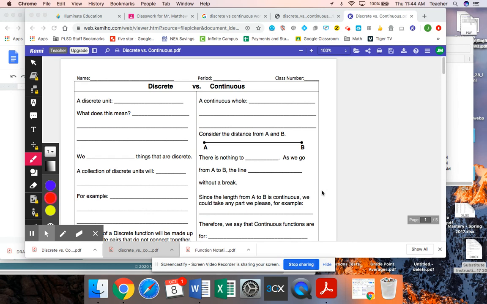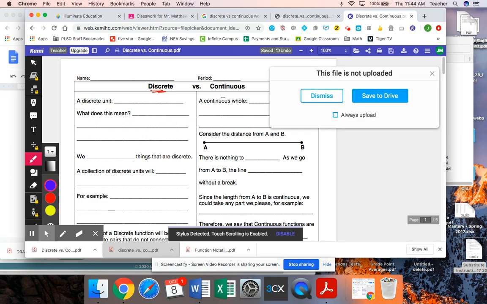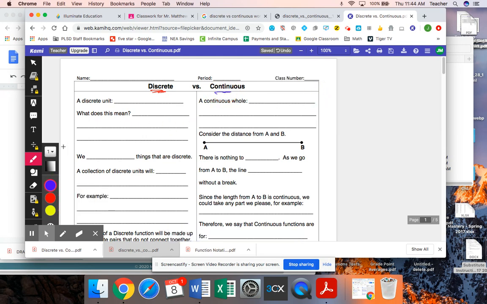So we have, it's upside down, the discrete units or discrete items versus continuous. All right, let's talk about the discrete first. The first thing I could say here is that we can count things that are discrete. If we compare that to continuous, there is nothing to count. When we go from A to B, you can't really count anything. You just kind of continuously move, no breaks.